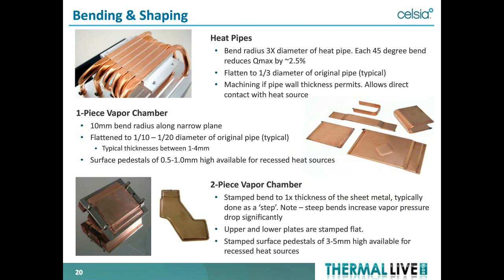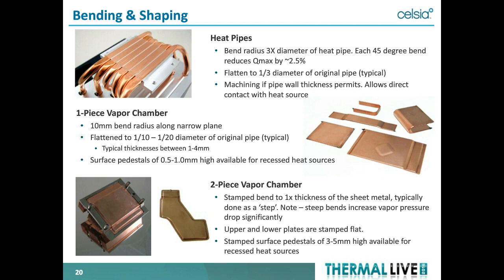So let's talk a little bit about bending and shaping. As we mentioned earlier, heat pipes are very flexible. No real difference than bending simple copper tubing. Some rules of thumb around that are the bend radius is 3x the diameter of the heat pipe. You can push that a little bit down to 2.5 or 2. The 3x the diameter is a good place to start. Each 45-degree bend reduces the Qmax by about 2.5%. So keep in mind that as you're doing this bending, you are reducing the performance of the heat pipe itself.